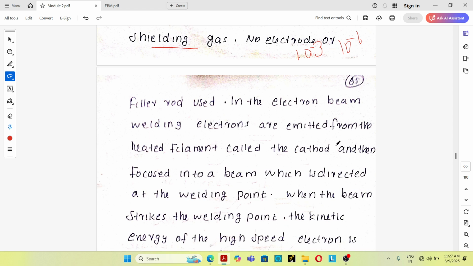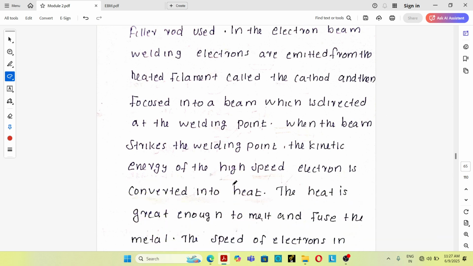See, the electrons are emitted from a heated filament that is known as the cathode. Commonly, tungsten filaments are used for emitting the electrons. These emitted electrons are focused as a beam and directed to the weld point. When these electrons hit the base metal, the kinetic energy of the electrons is transferred into heat energy. That heat energy is used for melting the base metal to be joined.